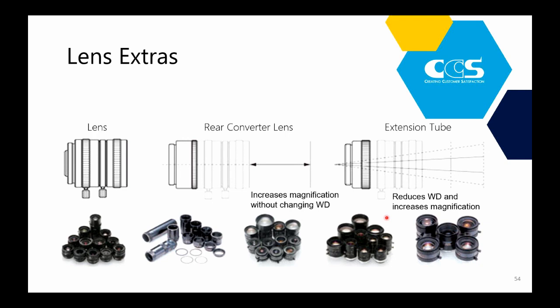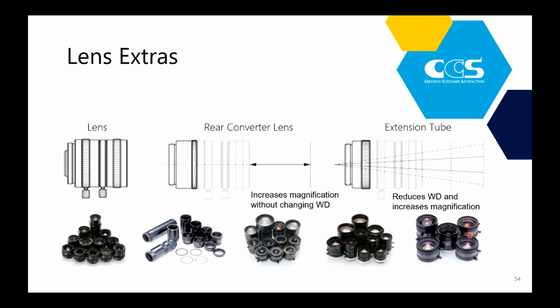There are also extras that you can put on lenses. You can add a rear converter lens, which will increase the magnification without changing the working distance, or you can add an extension tube, which will reduce the working distance and increase the magnification.